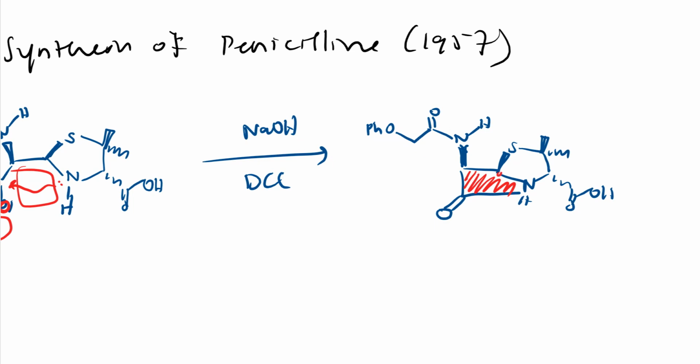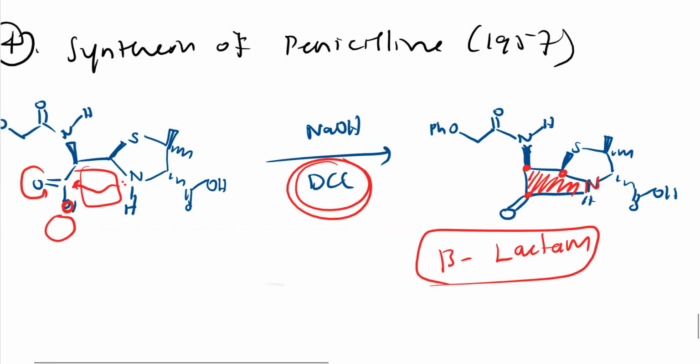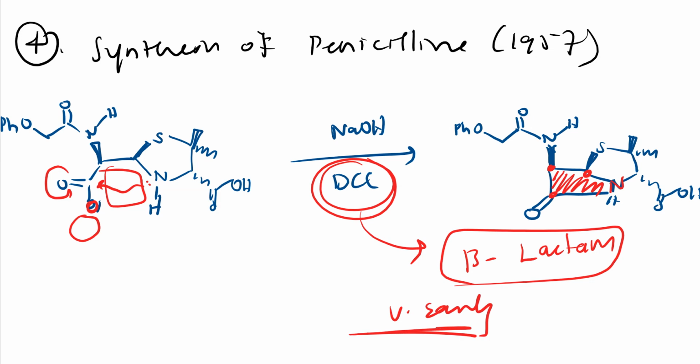Four-membered ring it is, 1, 2, 3, and nitrogen 4, right? So this is the cyclic amide group, right? We call it a lactam, beta lactam structure. So this step was very difficult, but this DCC made it very easy. In 1957 they were able to synthesize this penicillin using this DCC very easily, so that they formed this beta lactam ring very easily, which was very difficult to synthesize, but this DCC made it very easy, right?